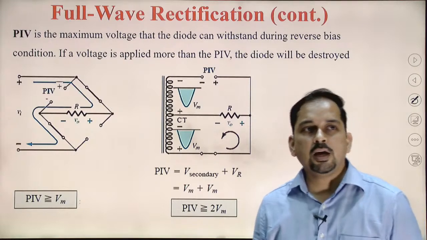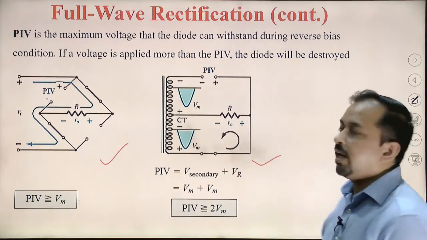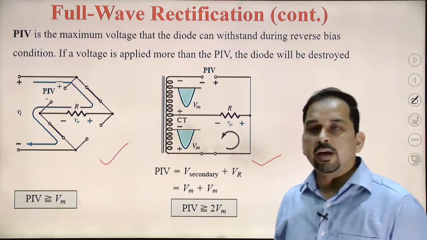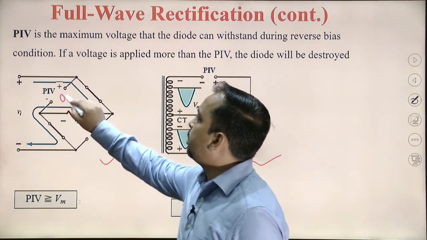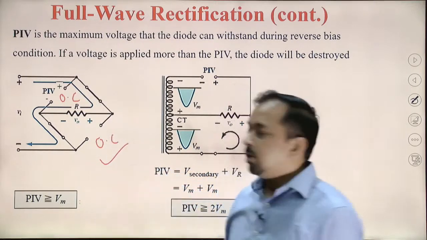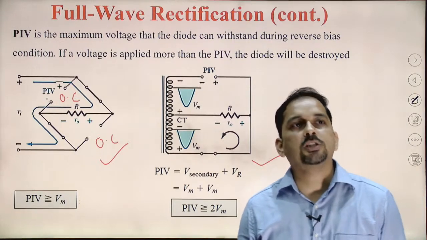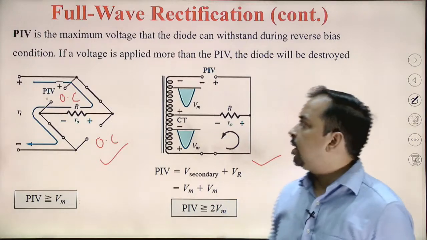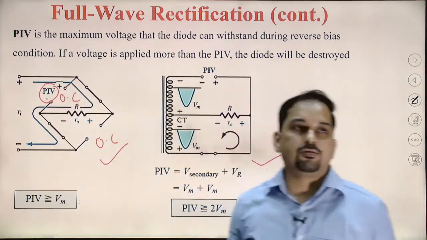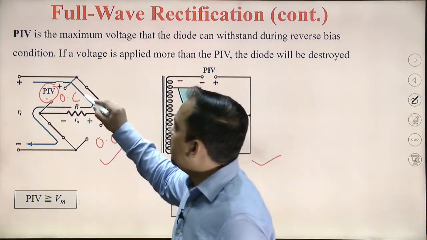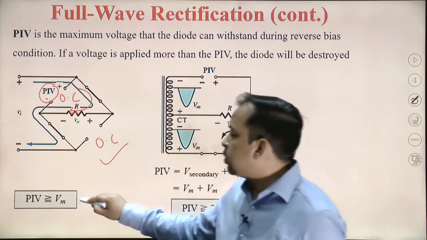Now the PIV. Again, we will see the PIV calculation for both the bridge type circuit and the center tap type rectifier. We can see here that during the positive half cycle, initially this diode was open circuit and this diode was open circuit. PIV is the maximum voltage applied to a PN junction diode before it enters the Zener region. We will be calculating PIV when the diode is off. So we apply KVL either in this direction or in this outer loop. We get the result that PIV equals only Vm.